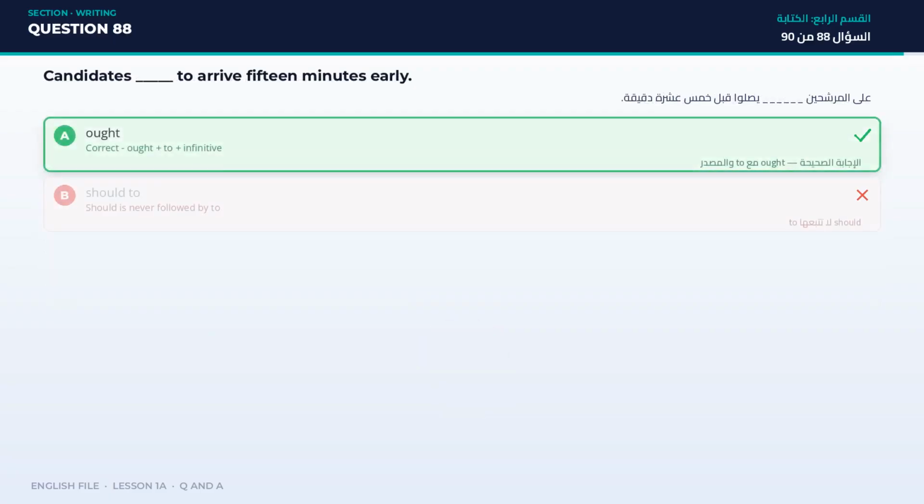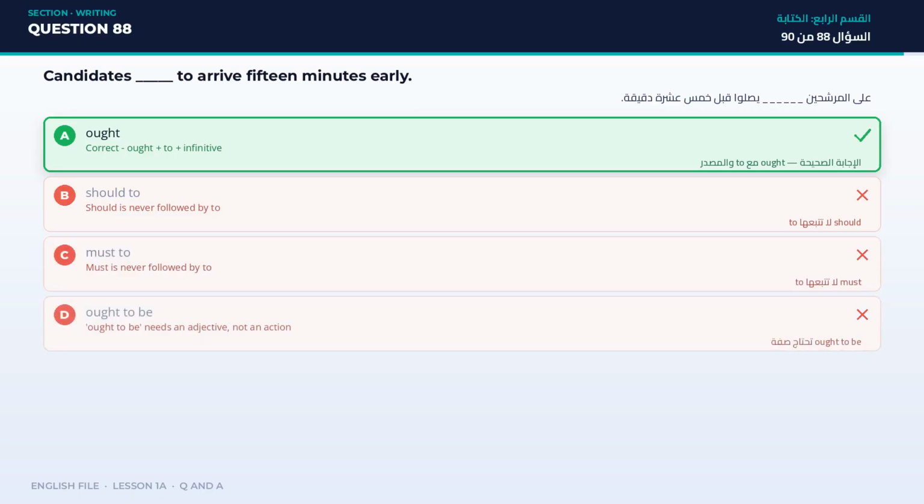The answer is A, ought. Ought plus to plus infinitive. Not B, should is never followed by to. C, must is never followed by to. D, ought to be needs an adjective.